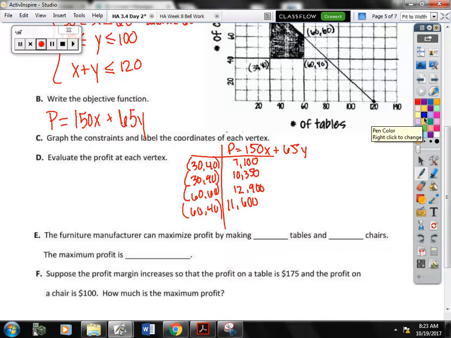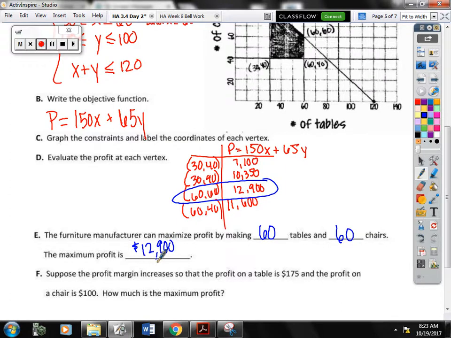So for the maximum, we should be getting... it occurs at 60/60, and the maximum profit is $12,900. So in the blanks, we would fill 60 tables, 60 chairs, and the maximum profit is $12,900.